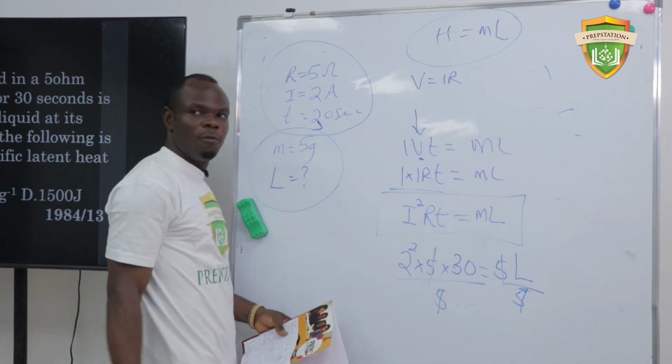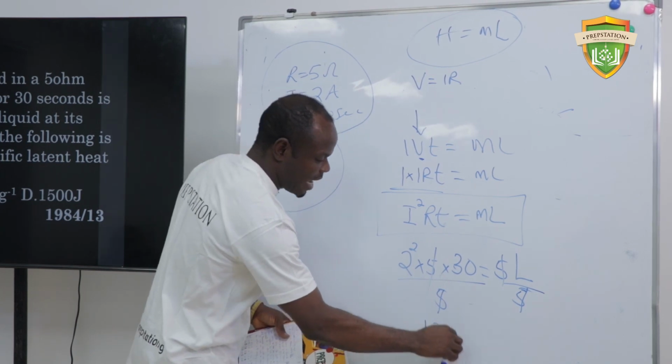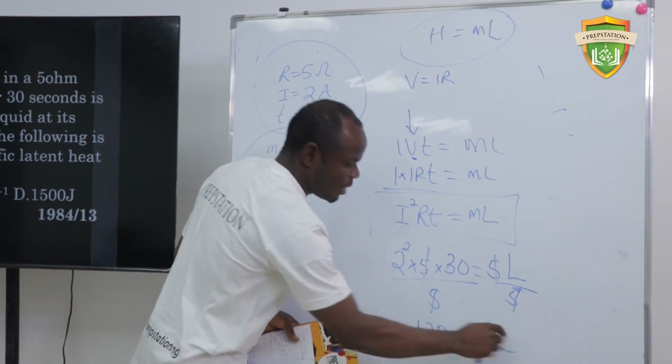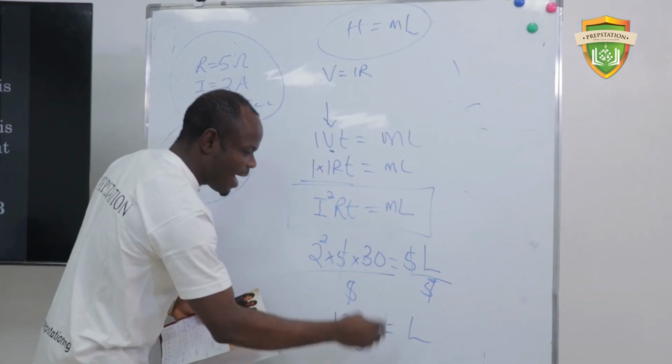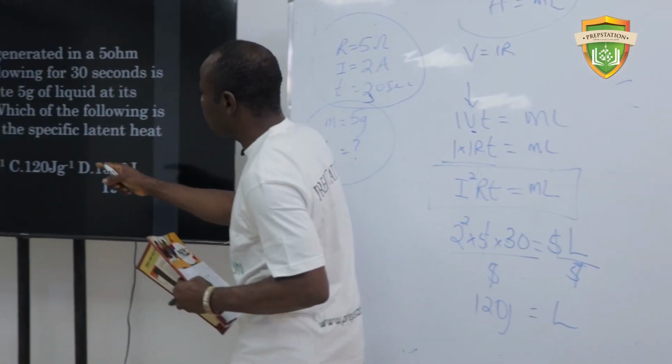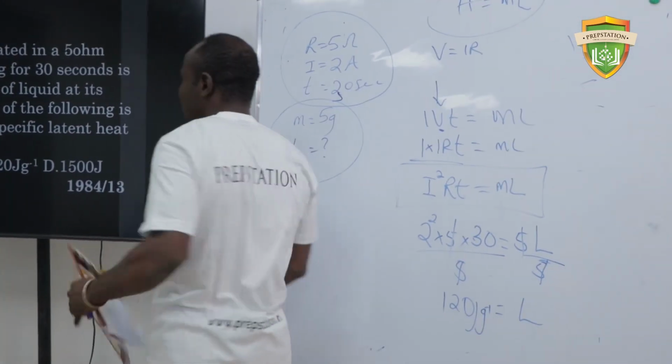2 squared is definitely 4. 4 multiplied by 3 will give me what? 12. That means I have 120 as my answer. What's the unit for latent heat? Joules per what? Per kilograms. But the question, it's in grams. The mass is in grams, so it's now joules per gram.